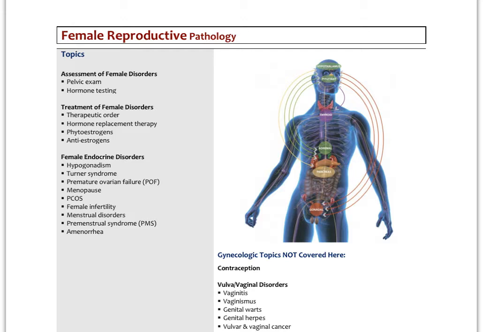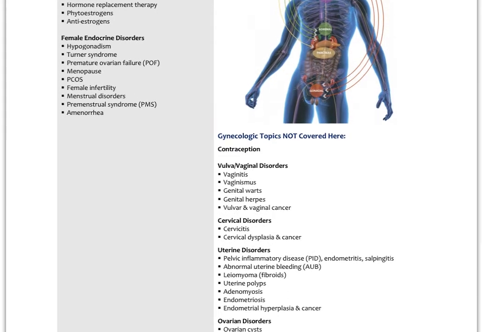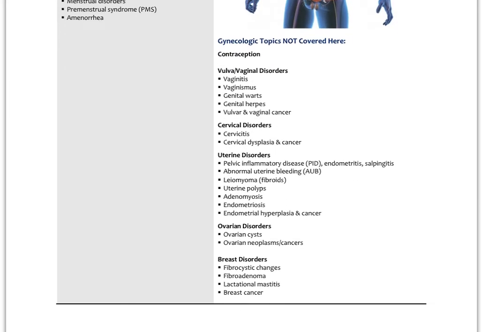In this video I'm going to review the assessment and treatment of female disorders with a focus on more endocrine disorders, and then in subsequent videos we'll look at some specific examples of female endocrine disorders. I won't be covering gynecologic topics here. This is going to be for the naturopaths listening. This will be covered in gynecology. If you're in Chinese medicine and listening to this video, I'll be covering this in a separate series of videos.